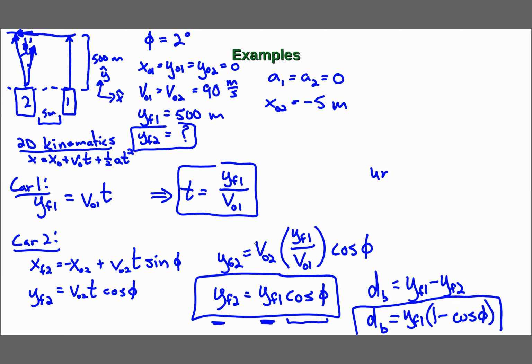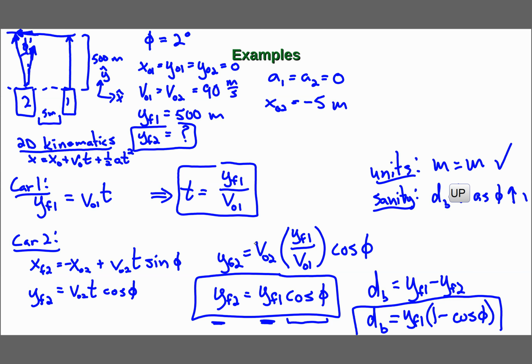So units, meters equals meters. Sanity, distance behind goes down as phi goes up. That makes sense. We just talked about that one.